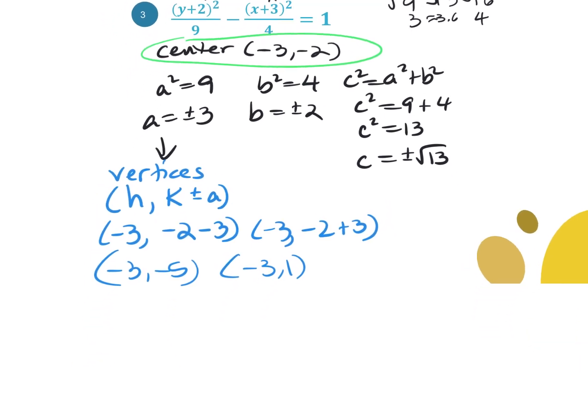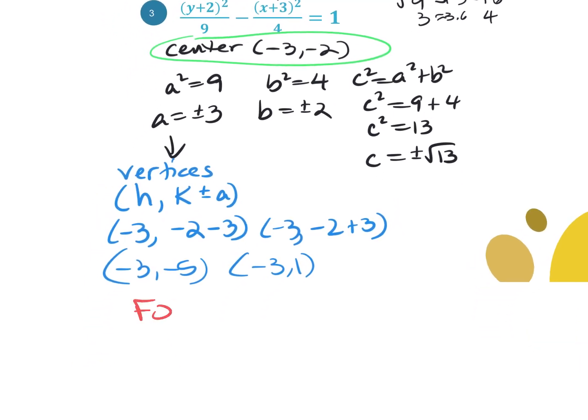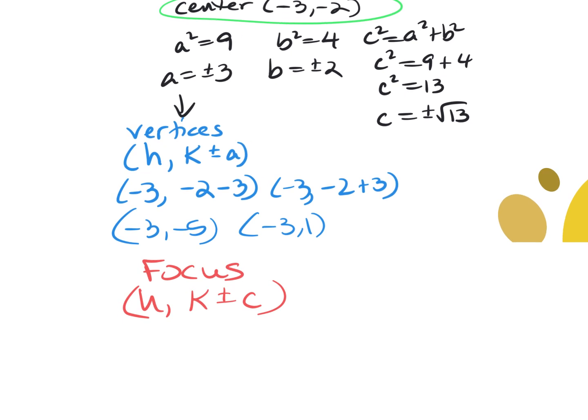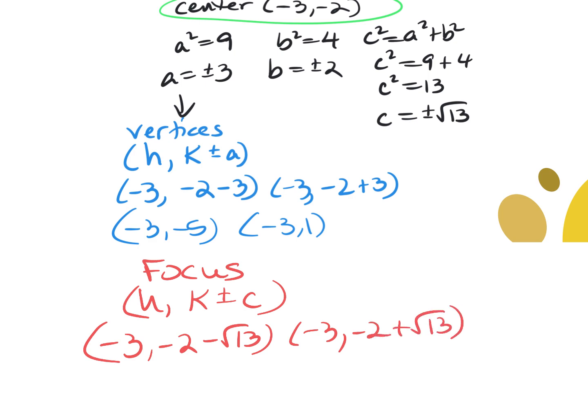My two foci, I use the c for the focus points, and I'm adding and subtracting it to the same variable. So it's going to be h comma k plus or minus c. And it's a radical, so I'm just going to leave it there. So it's going to be -3 and then -2 minus root 13, -3 comma -2 plus root 13.